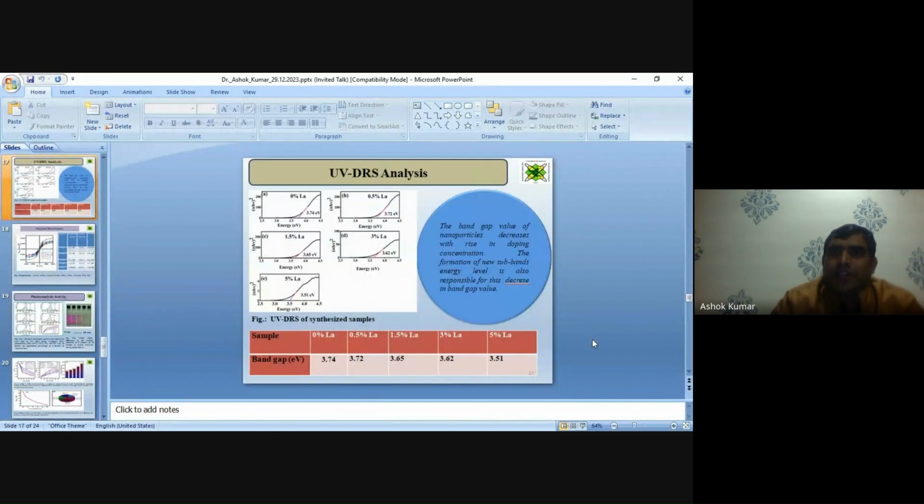We have calculated the energy band gap of these nanoparticles using UV DRS spectroscopy, and the band gap is decreasing from 3.74 to 3.51 with the increase in lanthanum ion concentration. The reason for the decrease in band gap is the creation of new sub-levels between the conduction band and the valence band. These are the defects or energy levels created by incorporation of the lanthanum ions.